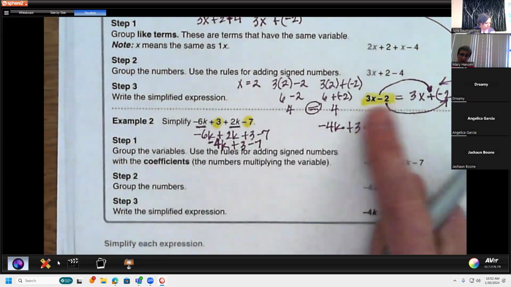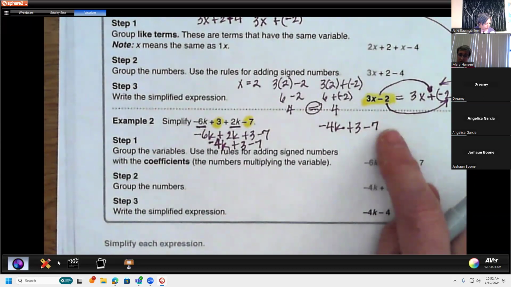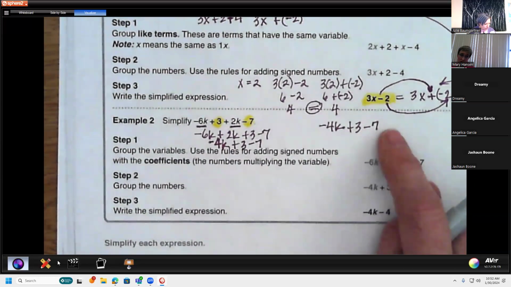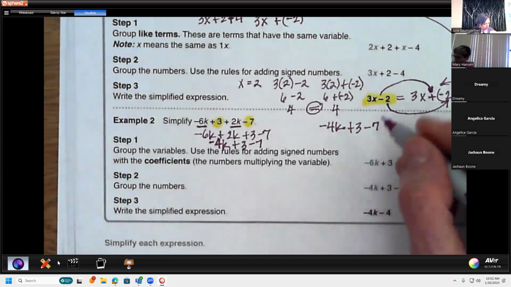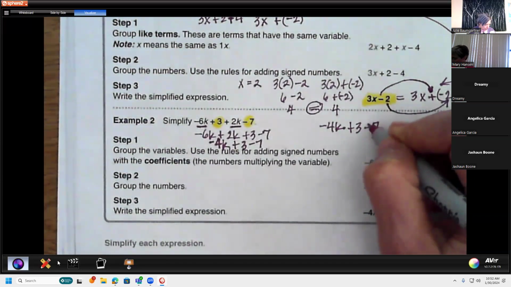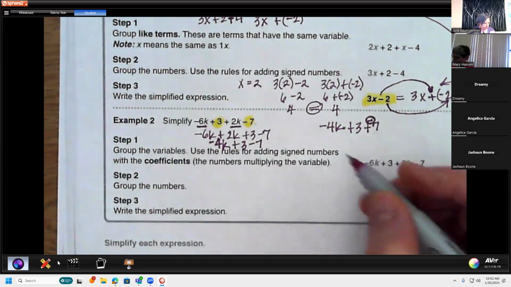And now I can combine these as well. 3 take away 7. If you know how to do that without changing it to addition, you can do that. Or if you don't know what 3 minus 7 is, you can change subtraction to addition as long as you change the sign of the second number from positive to negative.